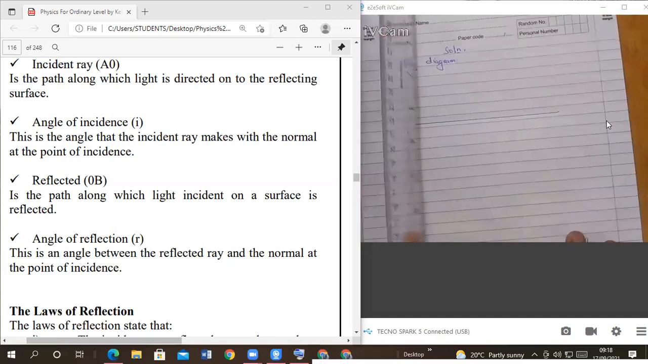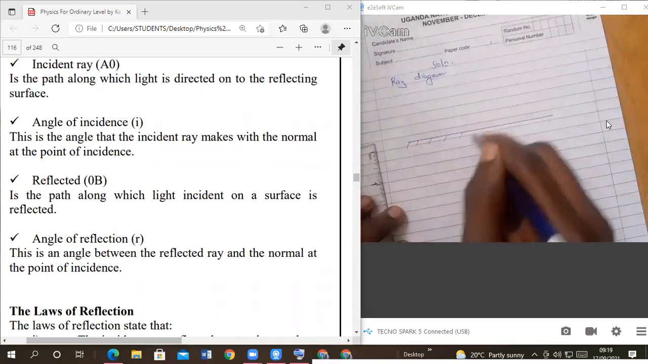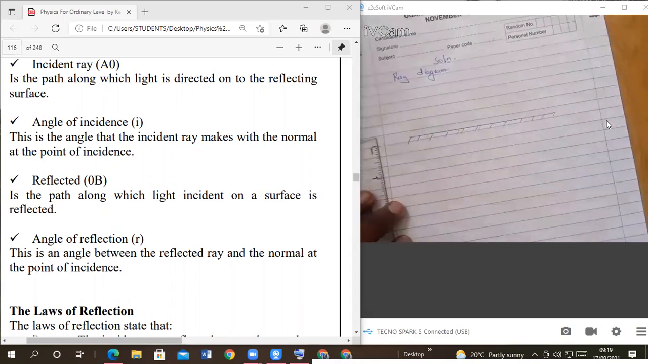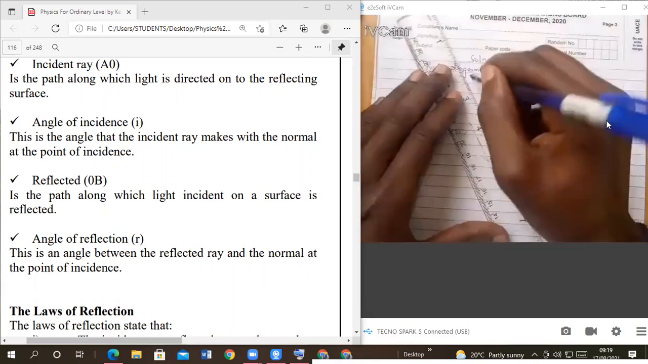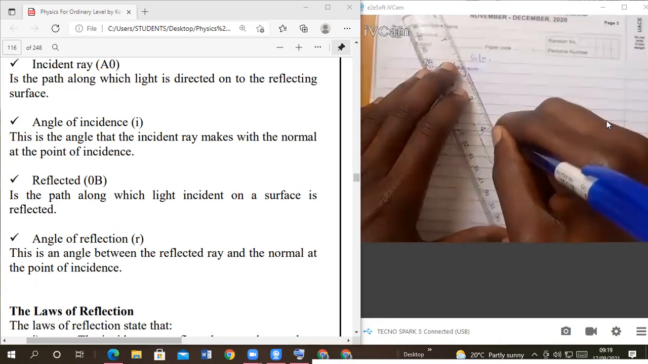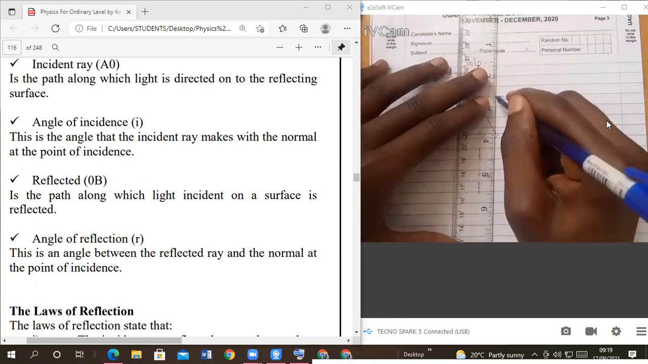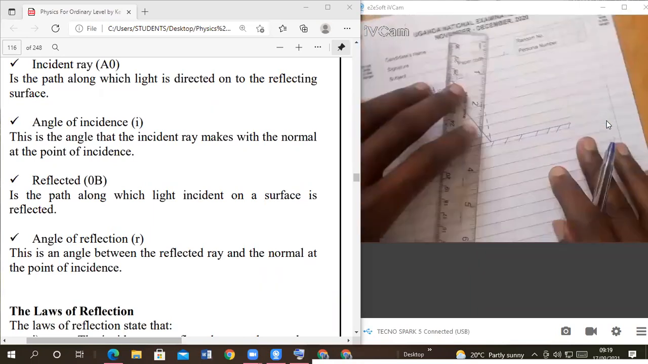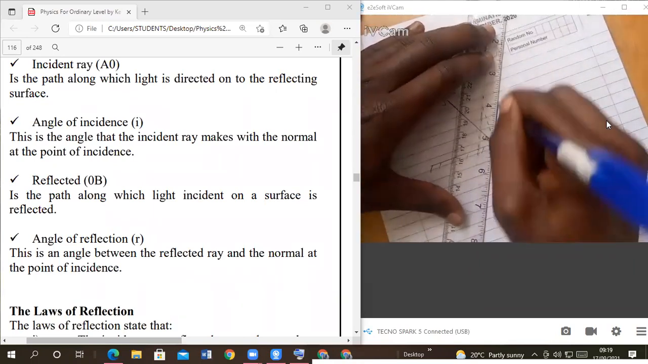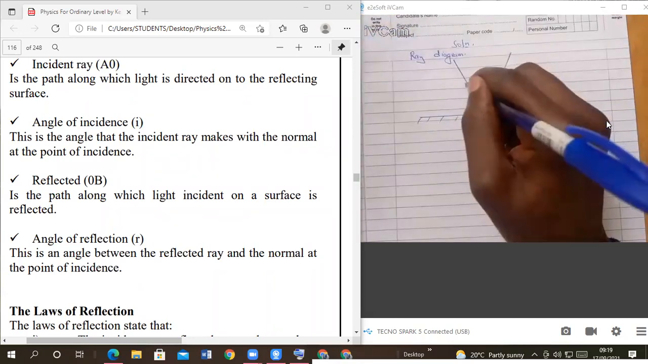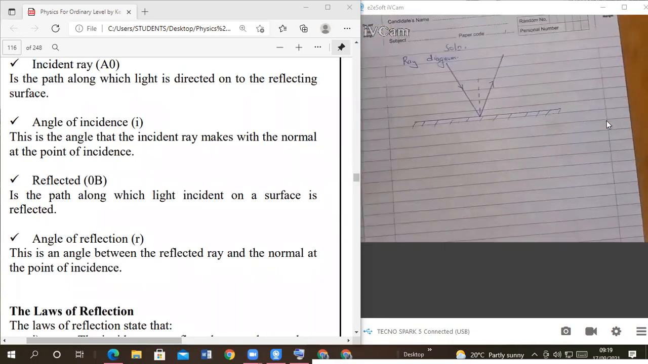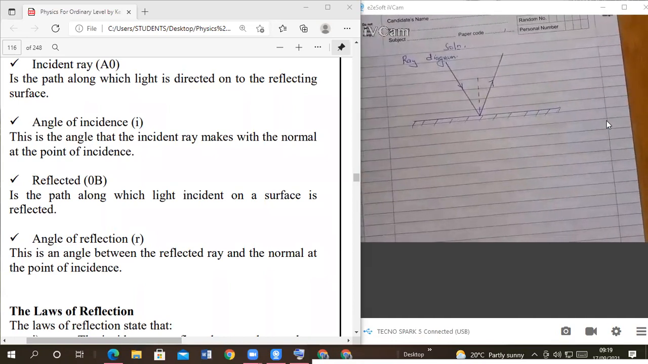We have that. This is our reflecting surface. To show that it's a reflecting surface, we use that line. So we have the incident ray there. Then this is our normal. Then that's the reflected ray. Now when you look at the question, the glancing angle is 45 degrees. So where are we going to put that angle?